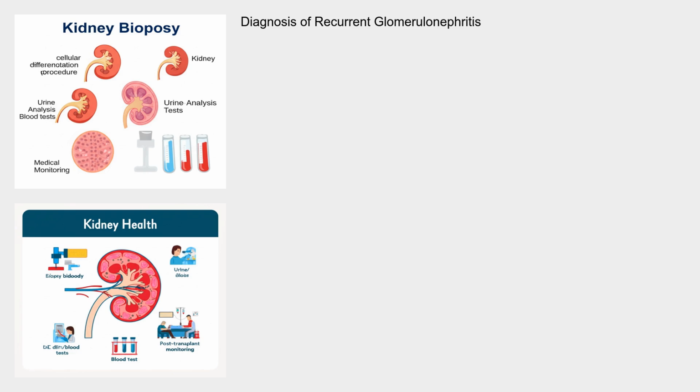A biopsy allows pathologists to examine the kidney tissue under a microscope to identify the characteristic features of the recurrent glomerulonephritis. This helps differentiate it from other causes of graft dysfunction, such as acute rejection, chronic allograft nephropathy, or drug toxicity. In addition to a biopsy, urine analysis and blood tests are performed to assess proteinuria, hematuria, creatinine levels, and other markers of kidney function. Regular monitoring post-transplant, including blood and urine tests, is critical for early detection.